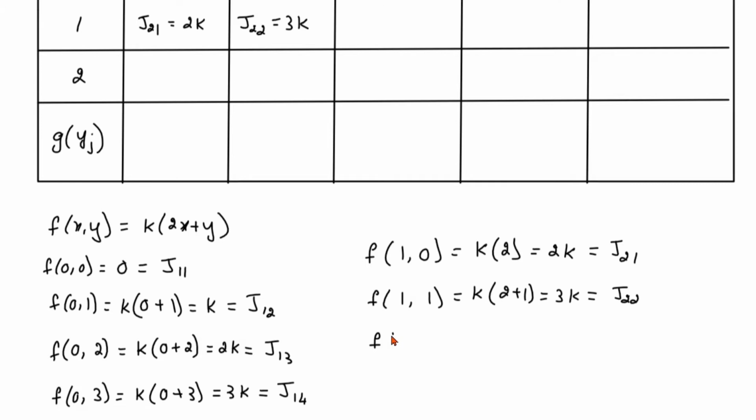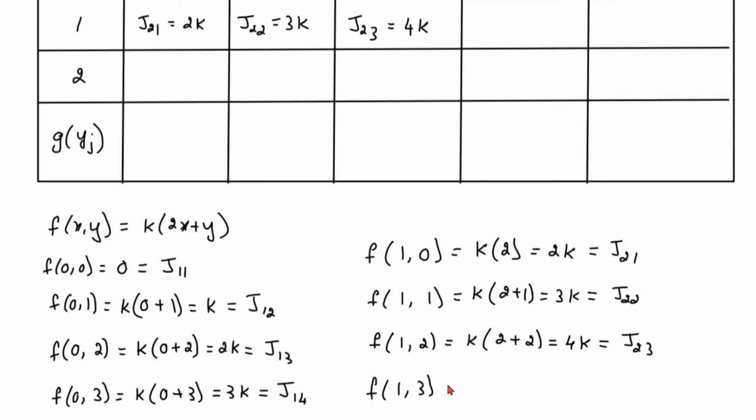Then f of 1 comma 2. Its value equals k times 2 plus 2, which is 4 times k. That is j23, so j23 equals 4k. Then you have f of 1 comma 3. Its value will be k times 2 plus 3, which is 5 times k. That is j24, so j24 is 5k.